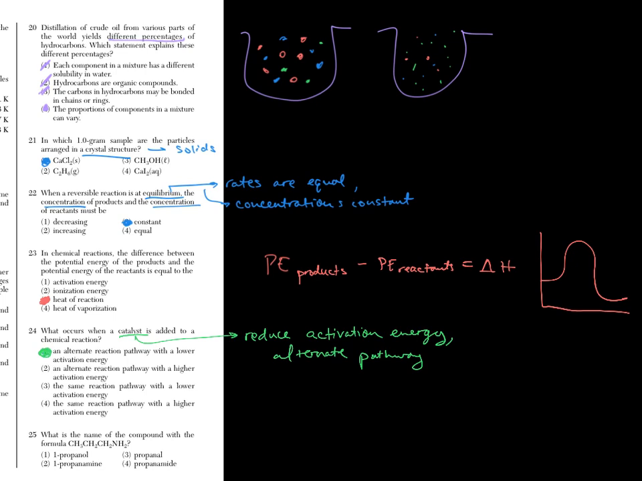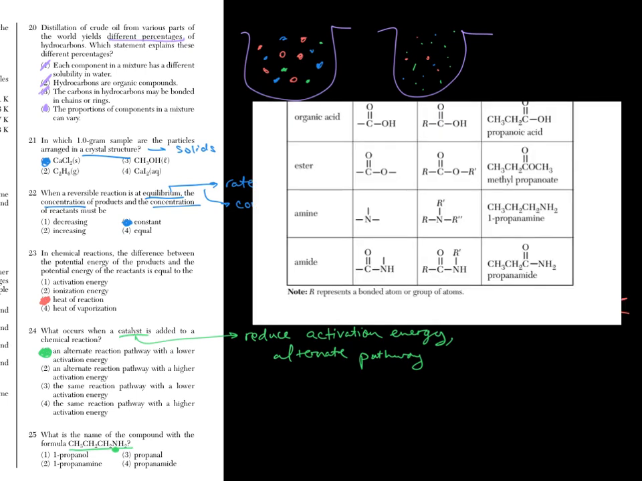Okay, number 25. What is the name of the compound with the formula CH3CH2CH2NH2? Alright, so the key thing, this is an organic compound, and most importantly, there's the N. So we have to look at Table R for the name of this functional group. I took a snippet from the reference table on the internet, and I only took the parts of Table R that are necessary for this. When there's a nitrogen, we should immediately think that it has to be an amine or an amide. So we could immediately cross off choice 1, propanol, that's an alcohol, and propanal, that's an aldehyde. So we're looking at propanamine or propanamide.